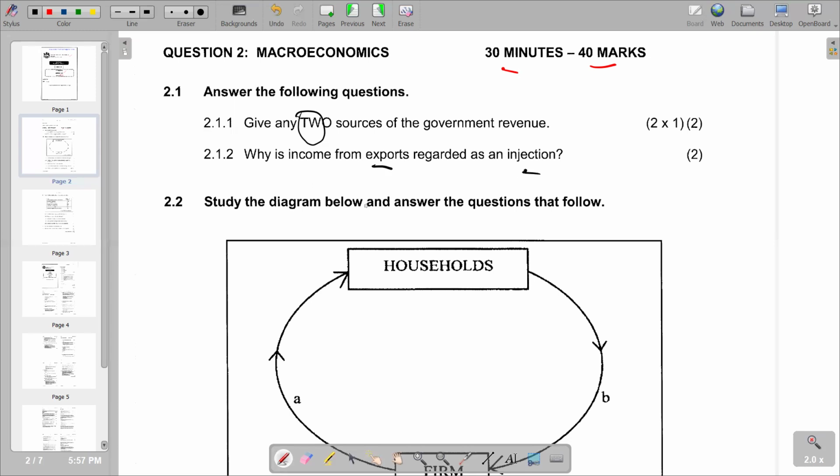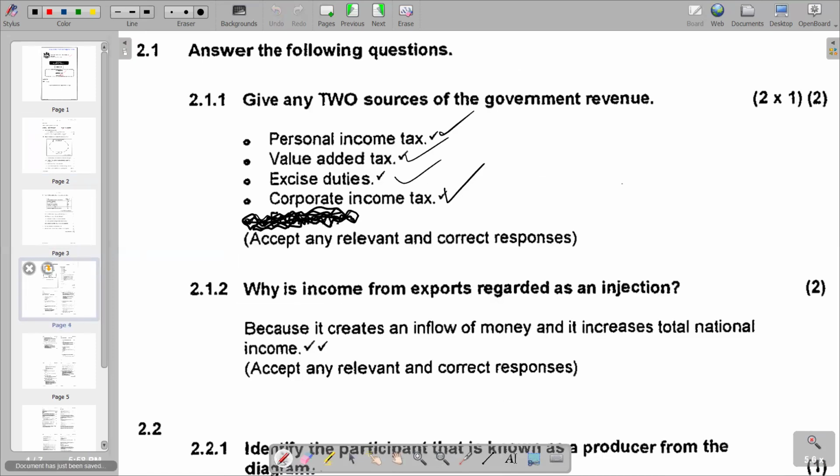So let's see, according to the explanation that we have in this video, code 2.1.2. So we are saying the response is that because it creates an inflow of money and it creates total national income. So basically, this is the response that we have according to this video.